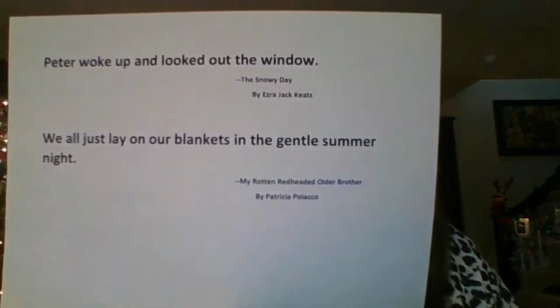And then in the next book, this one's a little longer, a little more sophisticated, but it does have that verb and preposition, and actually it has two prepositions in here. We all just lay on our blankets in the gentle summer night. So it still follows that pattern of she tucked her beak beneath her wing. We all lay on our blankets in the gentle summer night. So in the gentle summer night would be your prepositional phrase. In would be your preposition. Although on our blankets is another prepositional phrase.